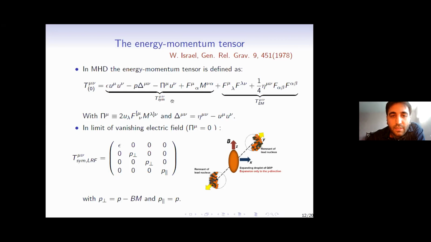In the case of infinite conductivity, the electric field is vanishing, and we can look at the first part of the energy momentum tensor. This decomposition is not unique, but for the rest of this talk, I'm just considering this decomposition. As you can see, with a vanishing electric field, this auxiliary field is equal to 0, and the first part of the energy momentum tensor in the local rest frame is given in this form. For this configuration, when the system expands in the y direction and the magnetic field is aligned in the z direction, you can see there is a difference between the pressures of the system. There is an anisotropy in the pressure of the system, which is caused by the magnetization.